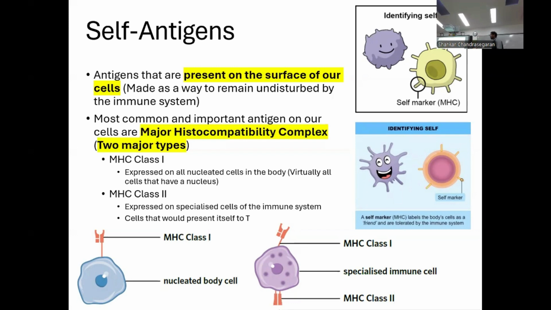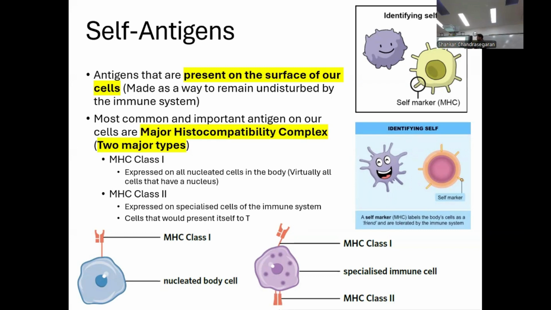Okay, so let's talk about self-antigens. These are present on the surface of any nucleated cells in our body. I'll go back to the slide, right? These self-antigens remain on the surface of the cell so that any cell trying to recognize these antigens will immediately pick up on those self markers, identify them as a cell in your own body, and not trigger an immune response.